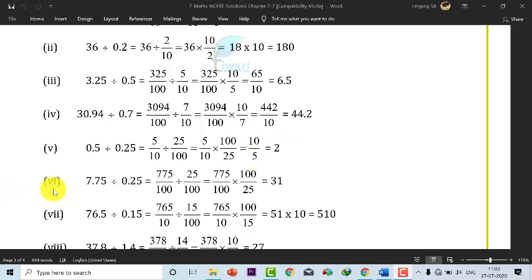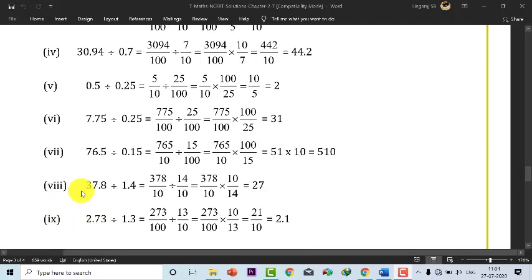Next, the sixth question: 7.75 divided by 0.25. The fraction form of 7.75 is 775 by 100 and of 0.25 is 25 by 100. So the dividend will be written as it is. The inverse of division is multiplication, and the reciprocal of 25 by 100 is 100 by 25. So 100 gets cancelled. Here 25 ones are 25, 25 3s are 75. In these, 2 remain, then 25 will be, then 25 ones are 25. So we got 31 into 1 is 31. In the denominator place both sides 1. So the required answer is 31.